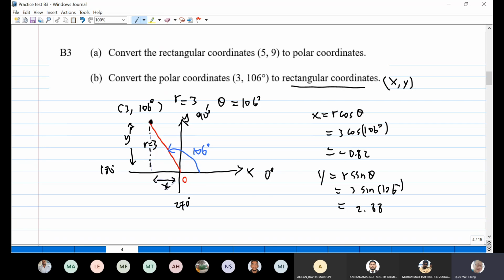Okay, so for this one, you have to memorize some conversion formula. So you memorize this. Okay, you memorize this. For the polar coordinate, you take care of the coordinate. So this is part B, right? Part B of question B3. You can find them in chapter 3 in the polar coordinate.